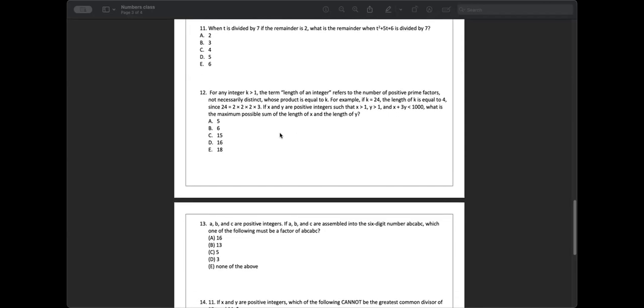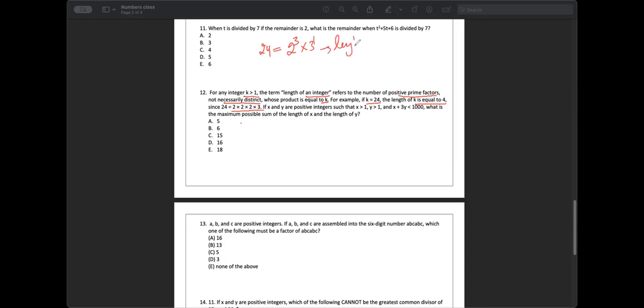Any answers for 12th? For any integer case, this is definitely a difficult question. Integer k is greater than 1. The term length of an integer refers to the number of positive prime factors, not necessarily distinct, whose product is equal to k. For example, if k is equal to 24, the length of k is equal to 4 because 24 can be written as 2 cube into 3 raised to power 1.